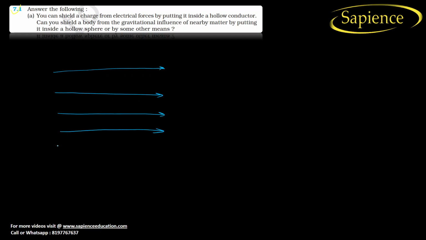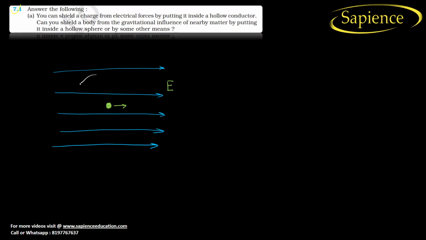See, let us consider there is an electrical field like this. Okay, and there is a charge. This is the charge. The force acting on this charge due to the electrical field will be in this direction. Now we need to put a shielding.